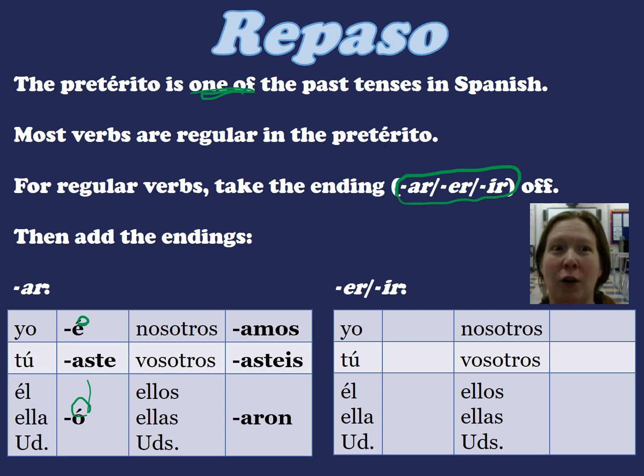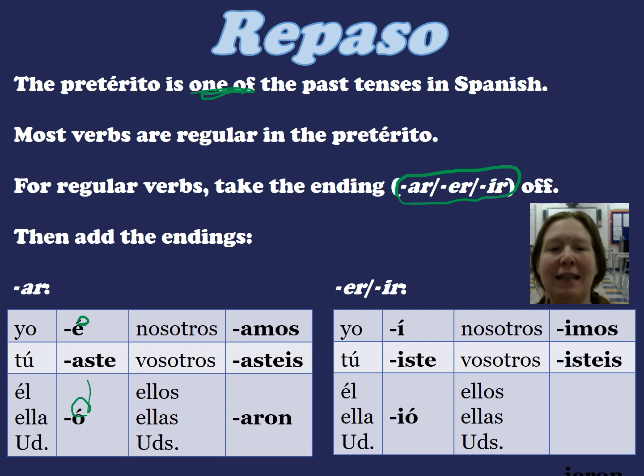ER and IR verbs share a set of endings, and this is different. In the past, sometimes in the present tense, they've been separate, and remember in the future, they all, even AR verbs, use the same set. But in the pretérito, the AR uses one set, and the ER and the IR verbs share a set. So those endings are í, iste, ió, imos, istes, ieron. And again, don't forget to do those accents. Making sure you remember those accents is very important.